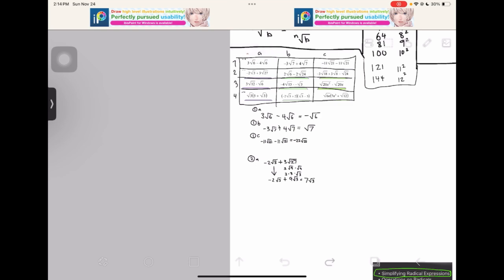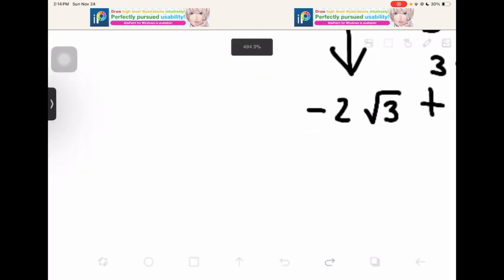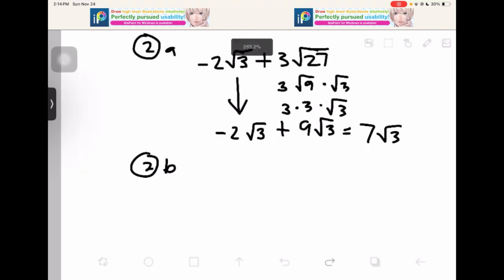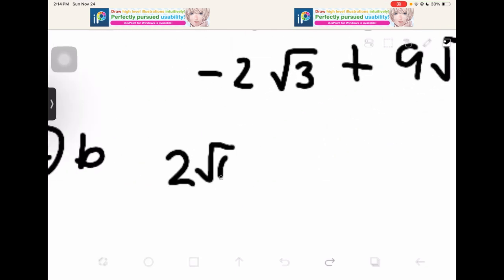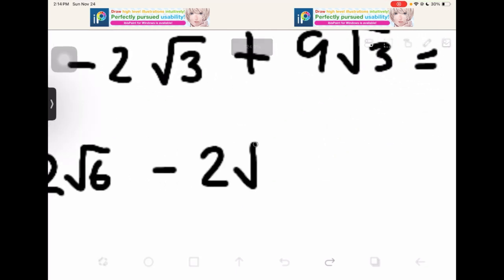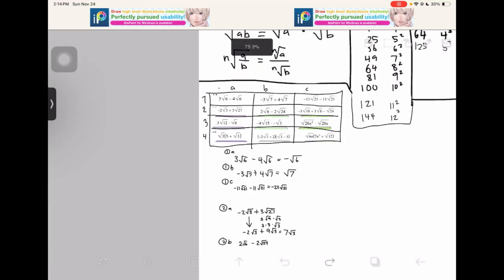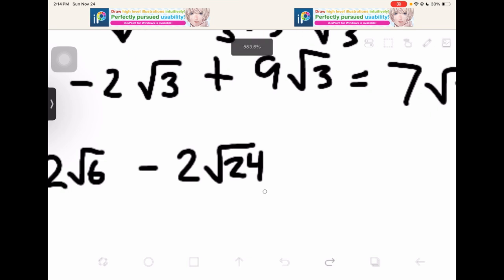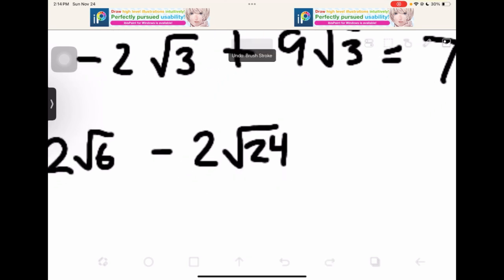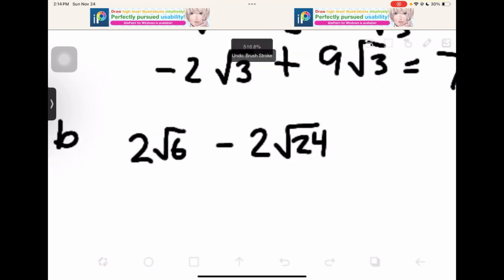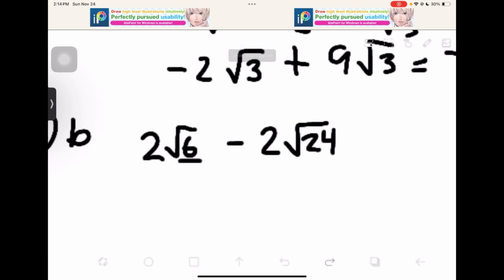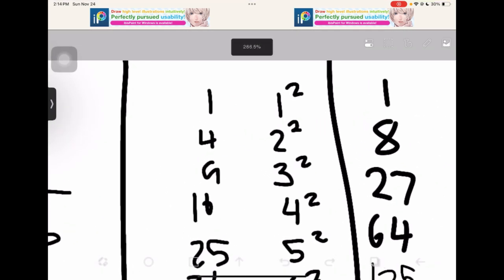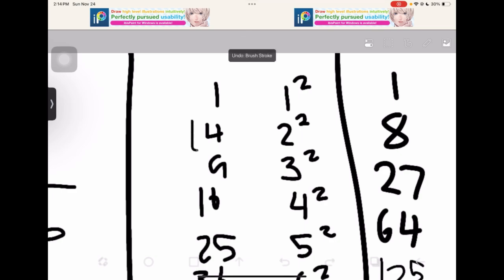Alright, next one. 2b. We have 2 square root of 6 minus 2 square root of 24, right? Okay. So once again, same drill with this one. We need to find a square number that will perfectly divide this so that we end up with 6 in the square root. So looking at our list over here, it seems very obvious that the number is 4.